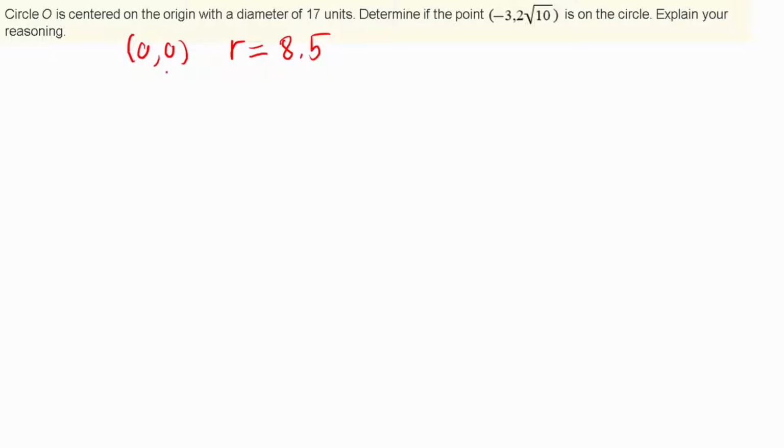If we write the equation of this, we get x squared plus y squared equals 8.5 squared. Now we could simplify this. We could write it as x squared plus y squared equals, and let me pull up my Desmos calculator, where it comes in handy, 8.5 squared gives me 72.25.